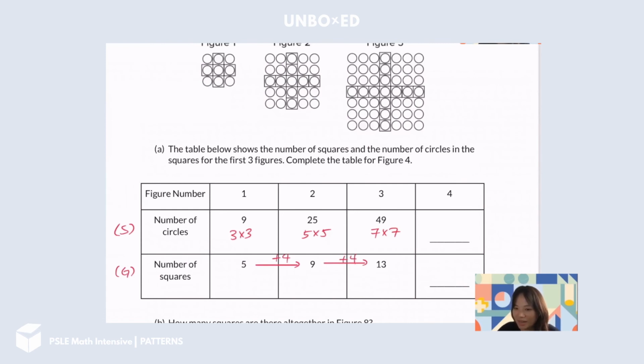You know why? Because you see this 3 to this 5 is +2, then this 5 to 7 is also +2. So actually, there's a gap method inside the square number. For figure number 4, can somebody tell me the number of circles? 81. Yes, thank you. 9 times 9, which is 81. And then the bottom one, thank you, 17.